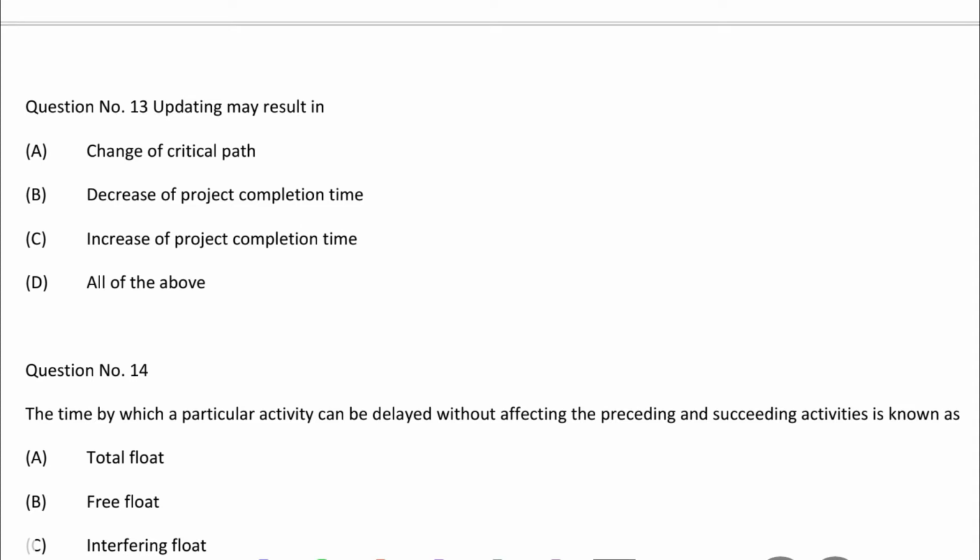So next question, updating may result in option A, change of critical path, option B, decrease of project completion time, option C, increase of project completion time, option D, all the above. So the correct answer is option D, all the above.